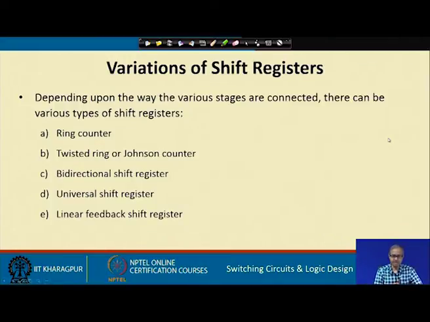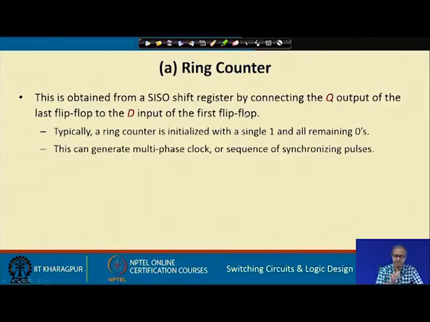Now, there are several variations of shift registers that are possible depending on how you are connecting them: ring counter, twisted ring or Johnson counter, bidirectional shift register, universal shift register, and something called linear feedback shift registers. Some of these we shall be discussing in this lecture. Let us see. First, the ring counter.